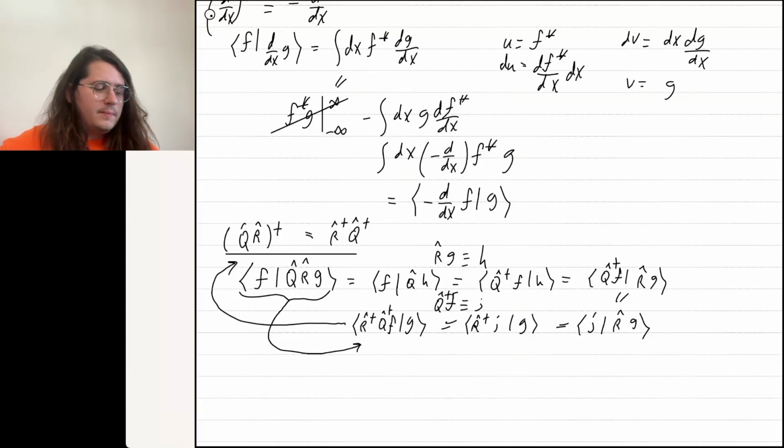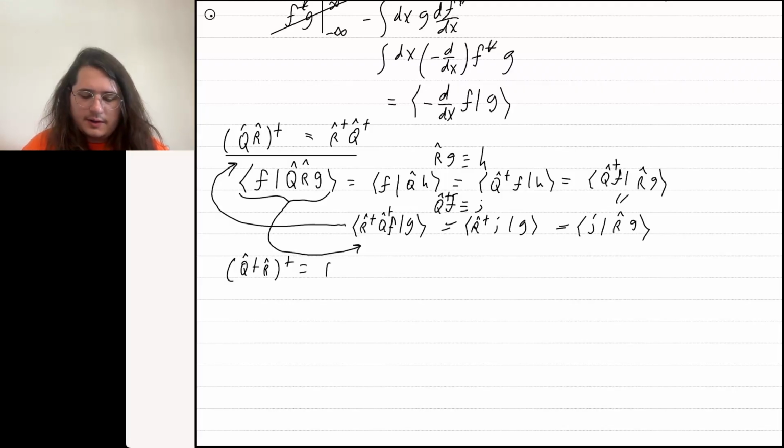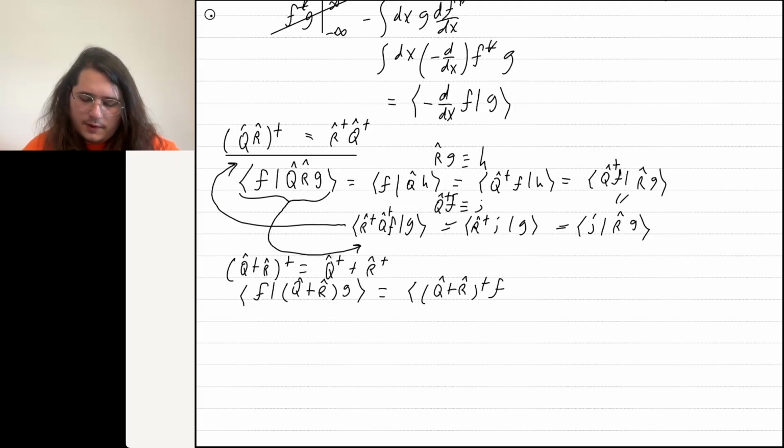Pretty cool. We also need to show that if you take the Hermitian conjugate of a sum of two operators, the conjugation just distributes and you get q dagger plus r dagger. This is, again, I'm going to accomplish it using the definition. So inner product f with q plus r acting on g, which by definition is equal to q plus r dagger on both of them, acting on f with g.